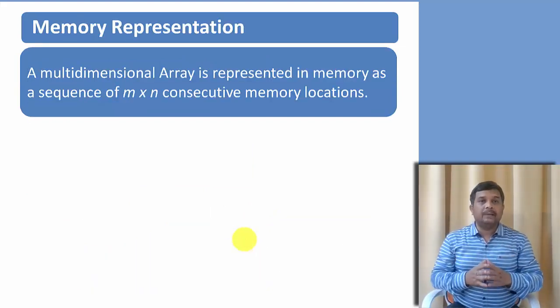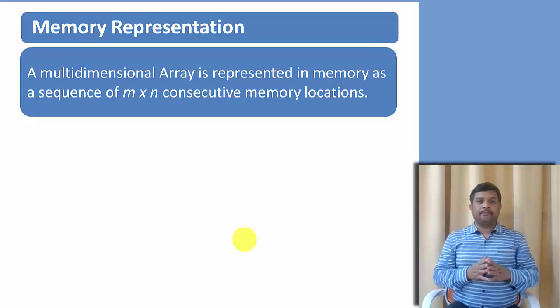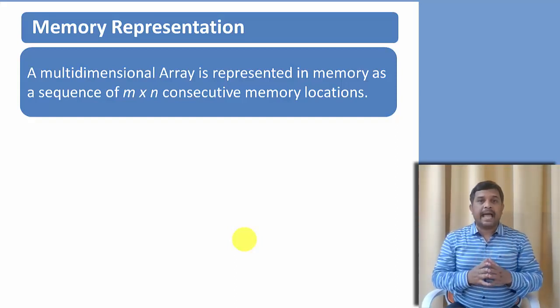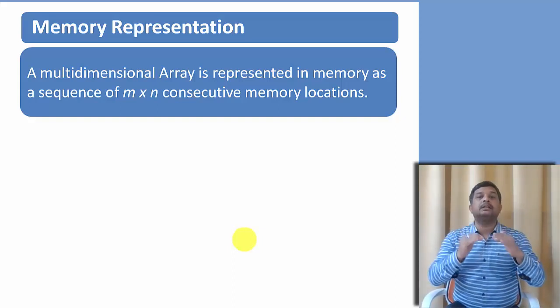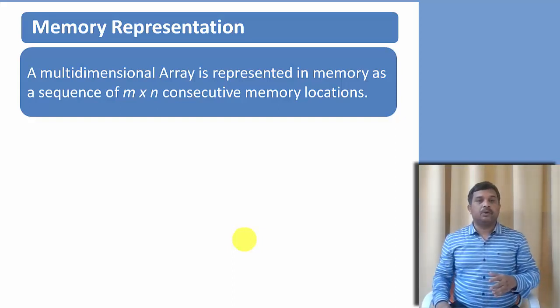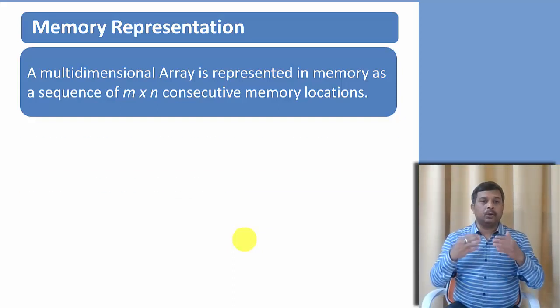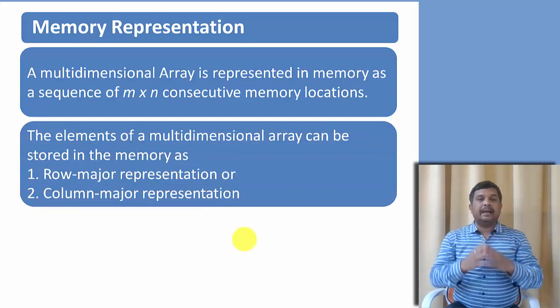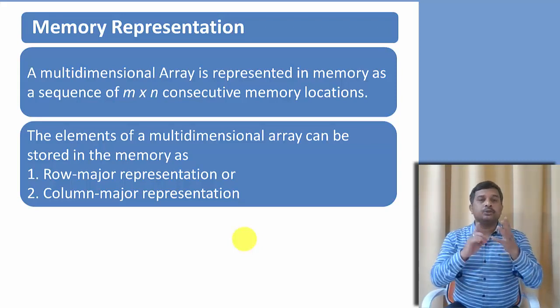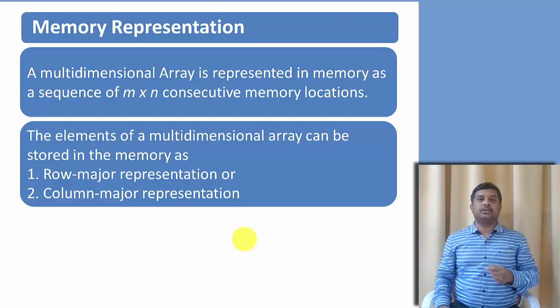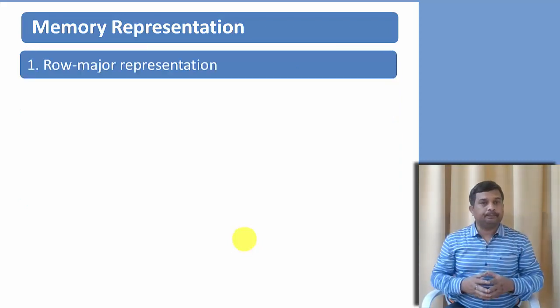Let us try to learn about memory representation. A multi-dimensional array is represented in memory as a sequence of m cross n consecutive memory locations. Already we know it is a memory location only. Multi-dimensional arrays are stored in two different representations. One is row major representation and the second one is column major representation. Let us see it one by one.